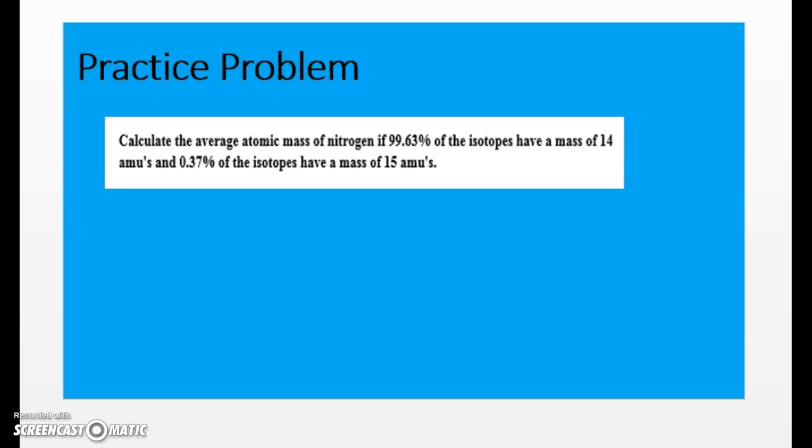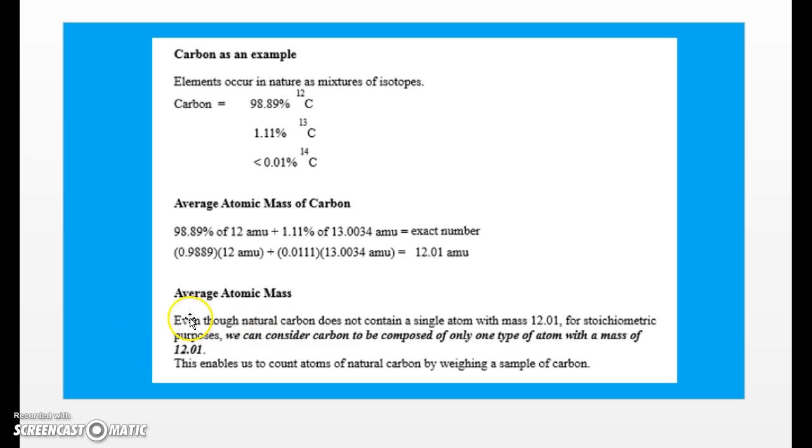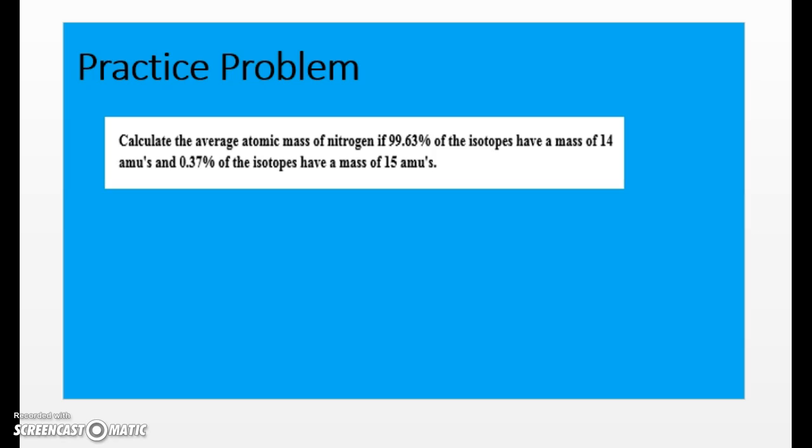So here's the practice problem that you can try. You want to calculate the average atomic mass of nitrogen if you know that there are two different isotopes and they have those relative abundances, or those percentages. So basically follow the procedure given in this problem right down here, do the same thing, and see what you get.